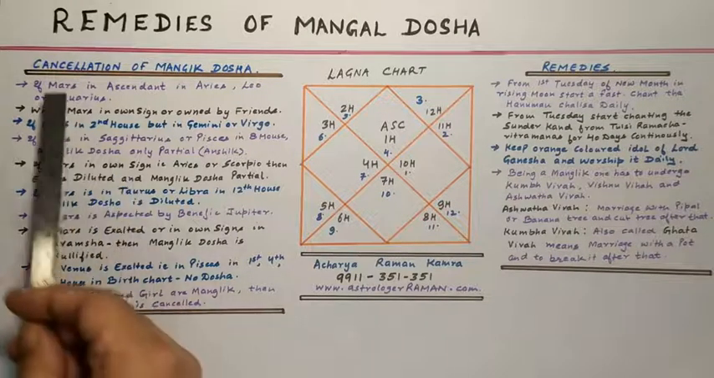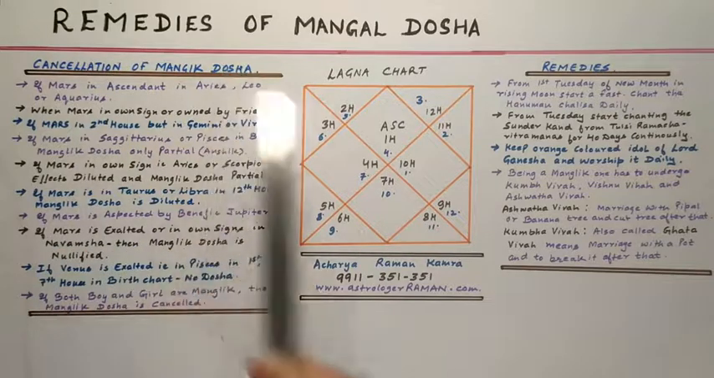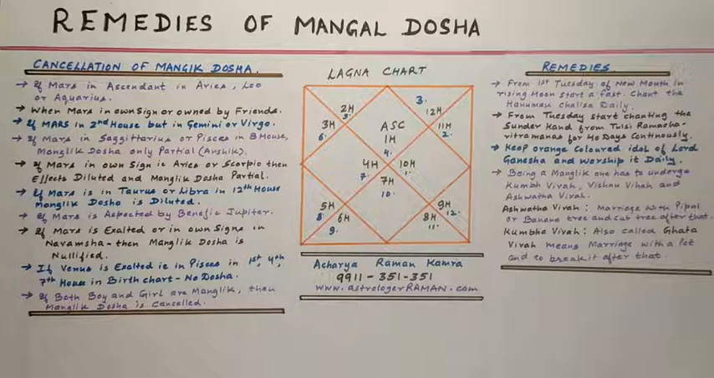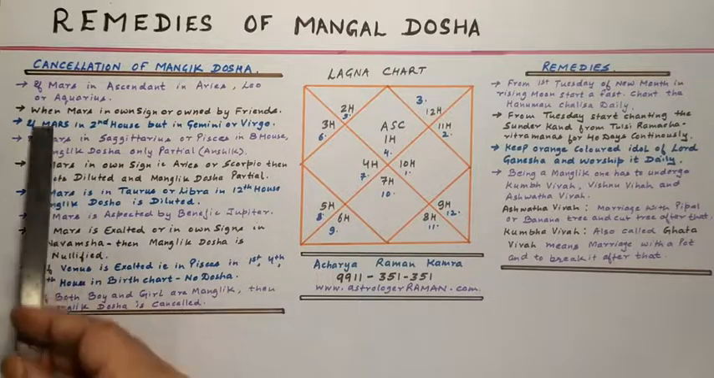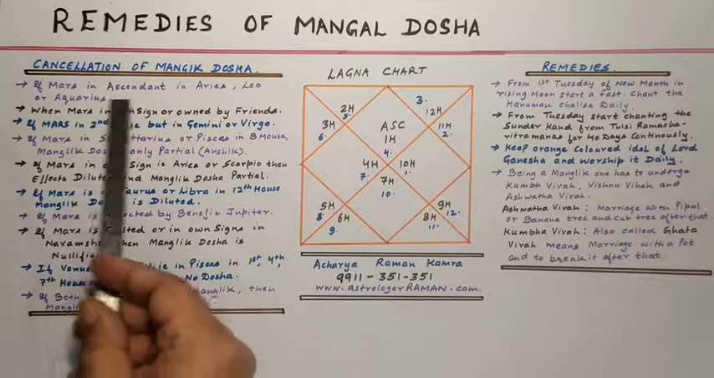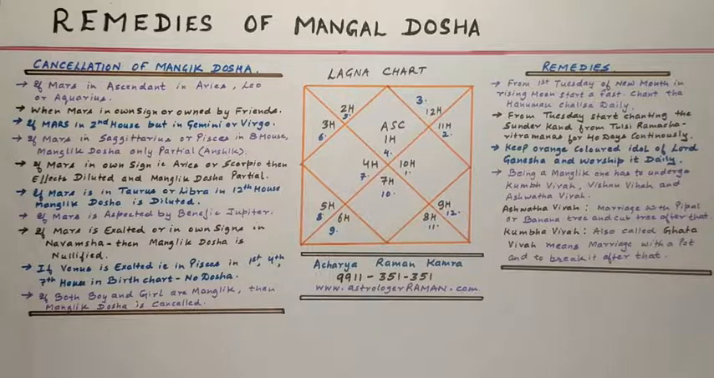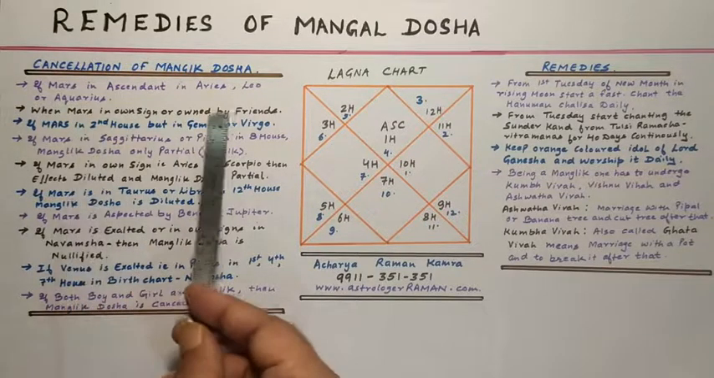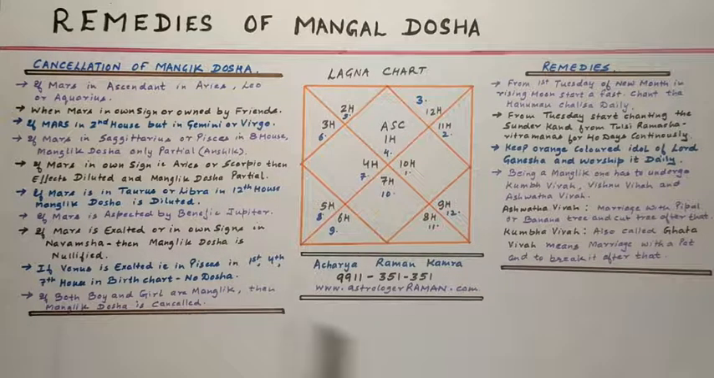Starting with the combinations that cause cancellation of Manglik Dosha: when Mars is in the ascendant in Aries, Leo or Aquarius sign, the bad effect of Mangal Dosha will be cancelled. So this placement will automatically lead to cancellation of Manglik Dosha. When Mars is in its own houses, Aries or Scorpio, or in the houses owned by friends, then Manglik Dosha gets cancelled. If Mars is in the 2nd house but in Virgo or Gemini sign, then Manglik Dosha does not form or it is cancelled.